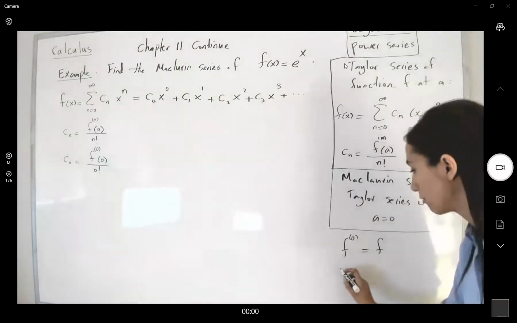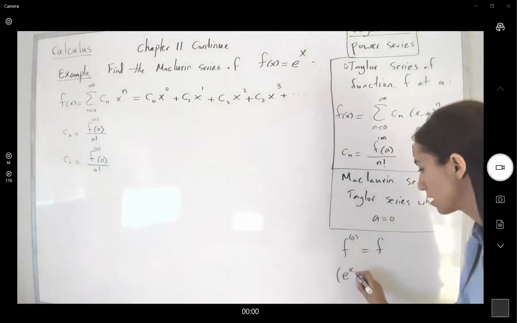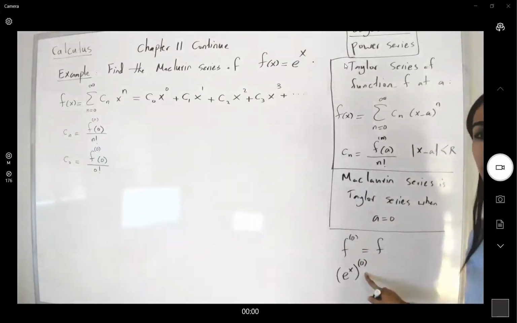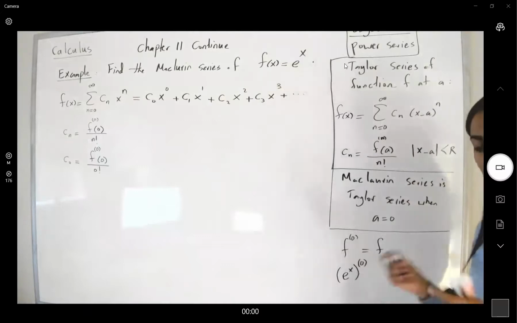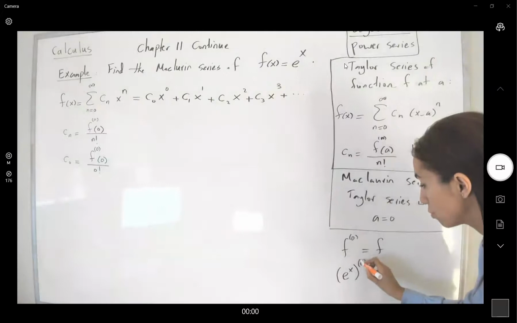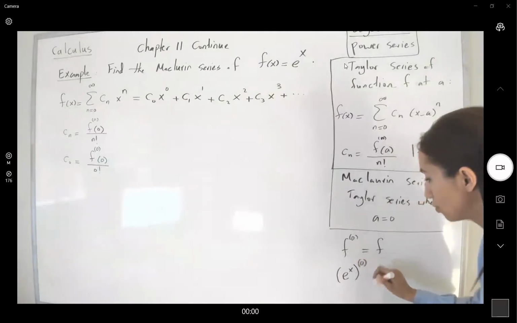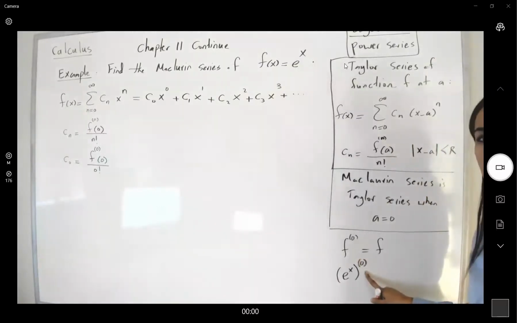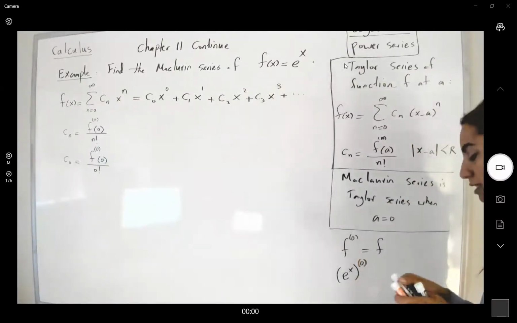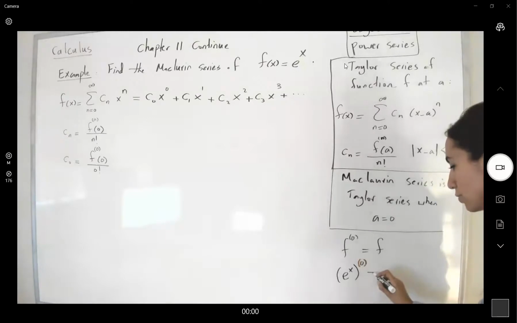So when we have the function e to the x and we take the zeroth derivative, when we put it in parentheses, it means that we're dealing with the derivative. We're not raising it to an exponent. When you use parentheses, it means that you are dealing with derivatives. The zeroth derivative of e to the x is equal to e to the x.